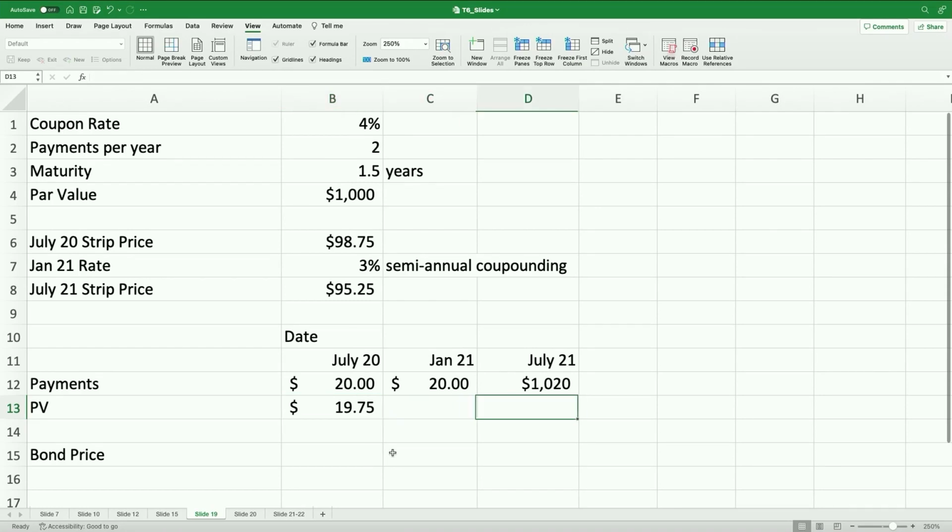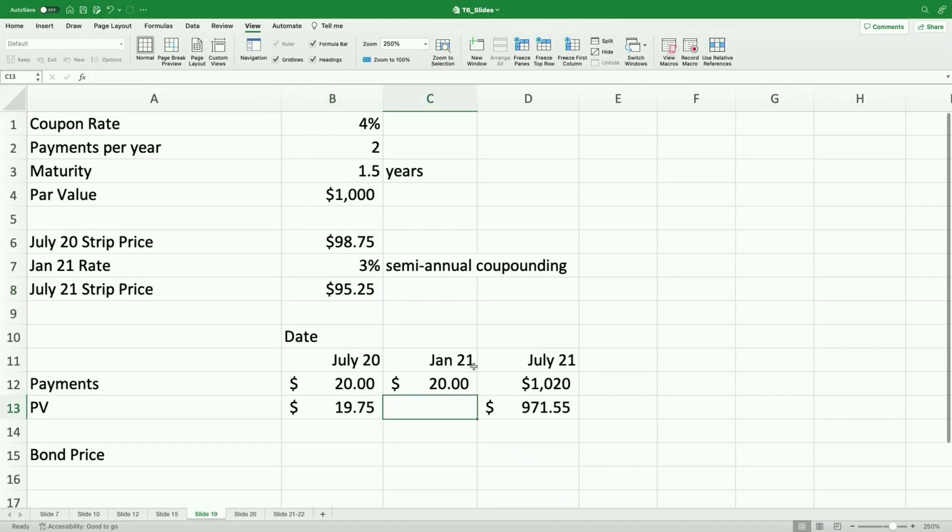Okay. Likewise, we can do the same thing with the July 2021 payment, the $1,020. Again, we just multiply by the strip price divided by 100. That $1,020 costs $971.55 today, according to the strip price.